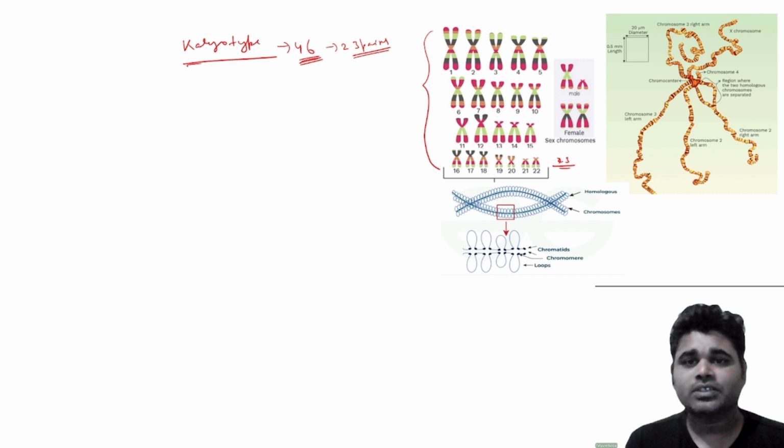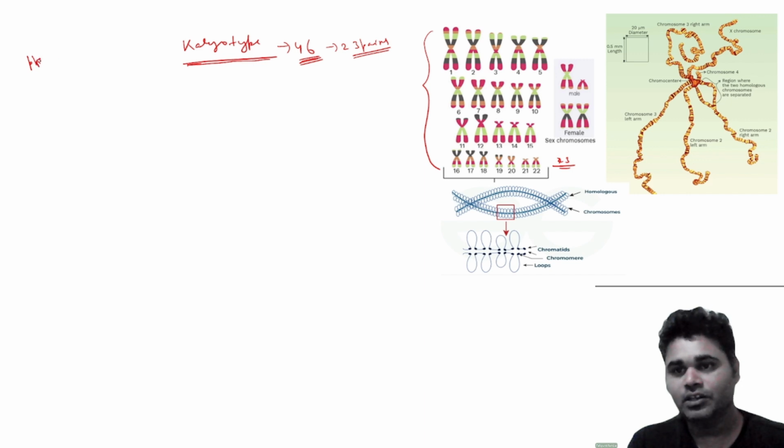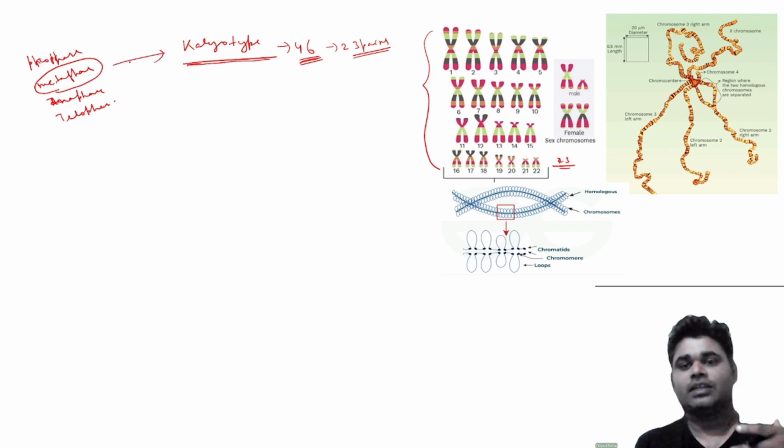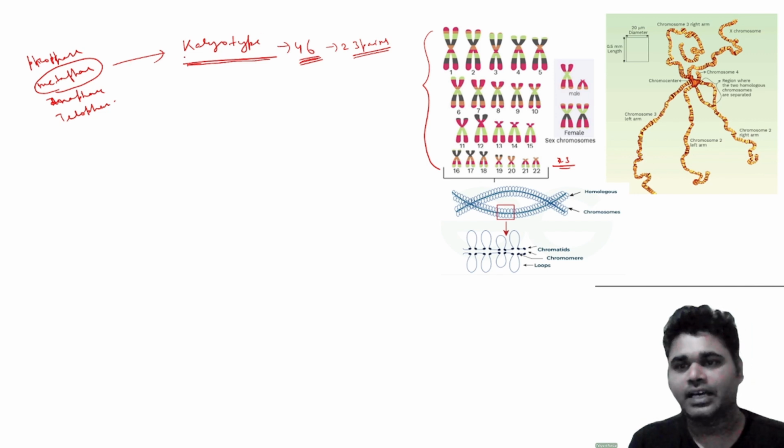So how is the karyotype formed? First, in the cell, in the metaphase chromosome. What is the metaphase chromosome? During the cell division, one stage is called the prophase, another is called the metaphase, then anaphase, then the telophase. So during the metaphase, the karyotype is formed. We can form the karyotype, or the complete set of the chromosomes can be photographed.